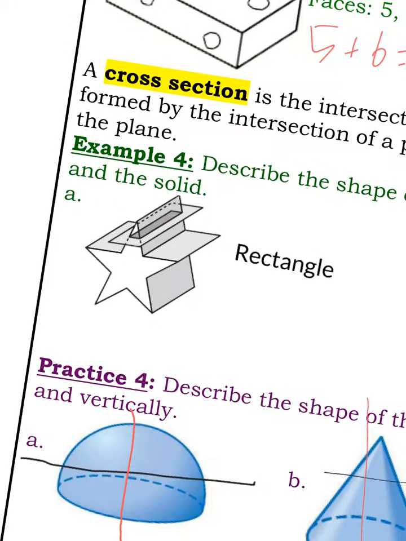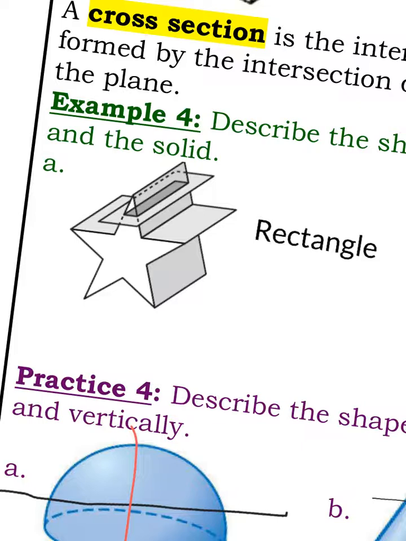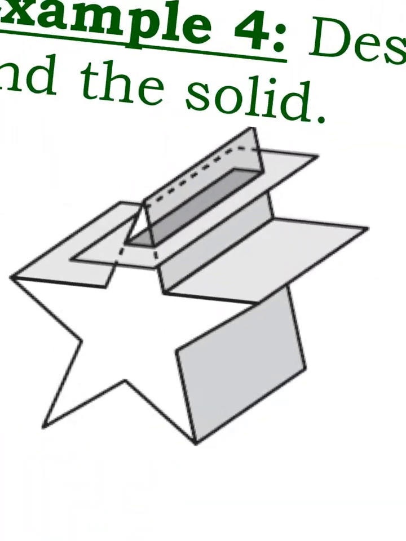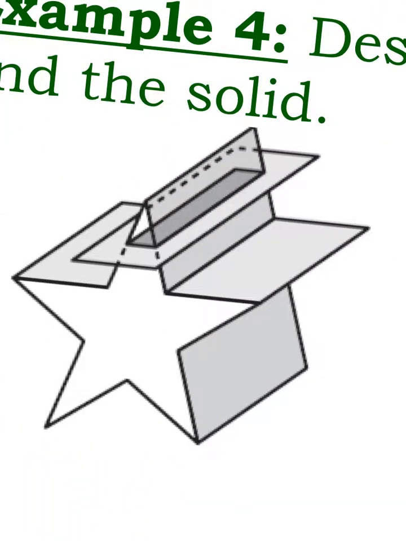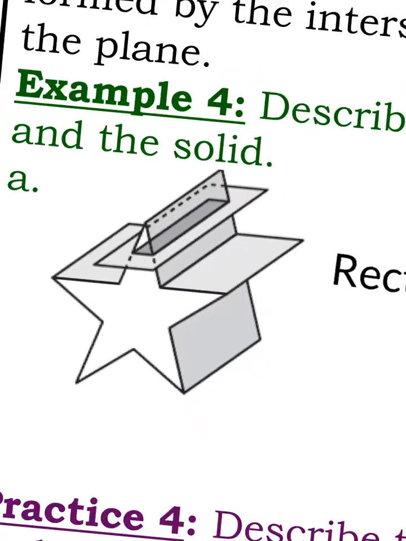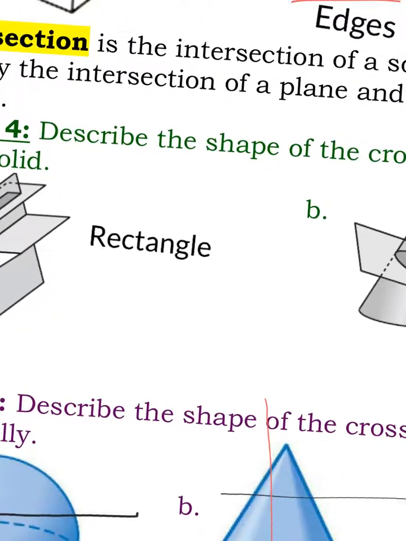for example. So on this first one, you could see in darker gray that makes a rectangle if you cut into this star, but more specifically, if you cut into it, you see like it's making a triangular prism. So the base of that is a rectangle.